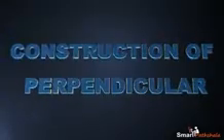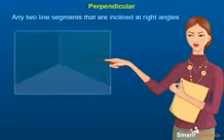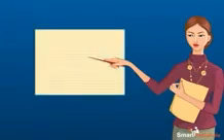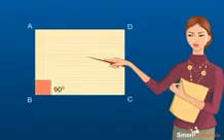Construction of perpendicular. This module will explain the construction of a perpendicular. Any two line segments that are inclined at right angles are called perpendiculars. Observe the corner of a room. There are three lines that meet each other at that point. All the three lines are perpendicular to each other. Similarly, observe the corner of a rectangular sheet of paper ABCD. AB and BC make an angle of 90 degrees. Hence, AB and BC are perpendicular.